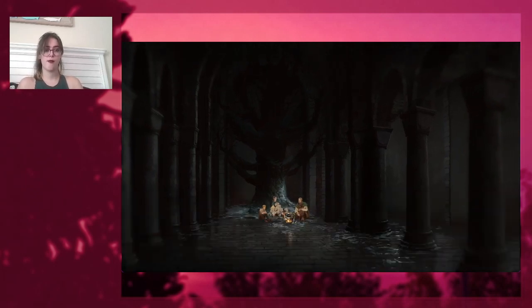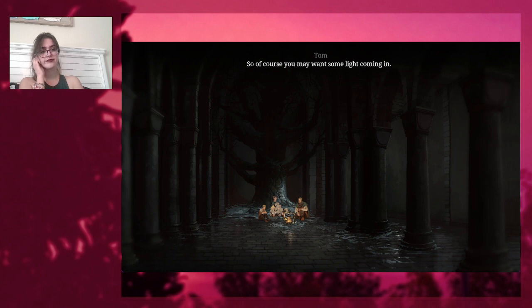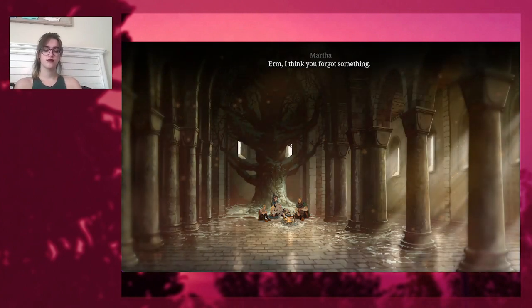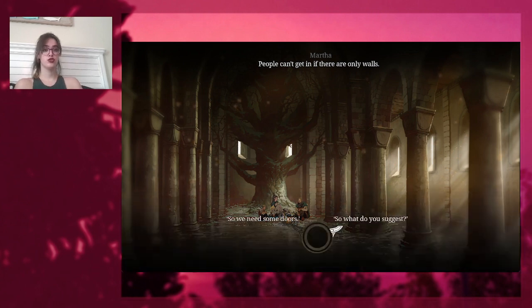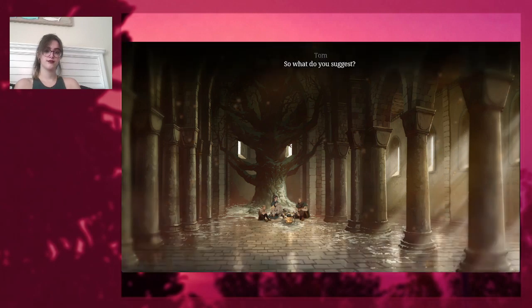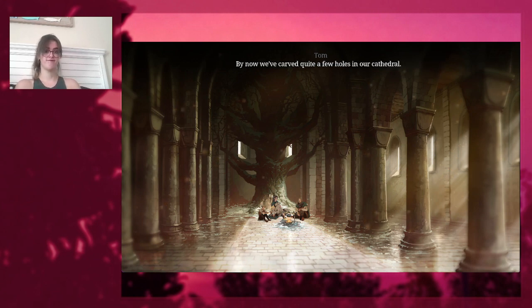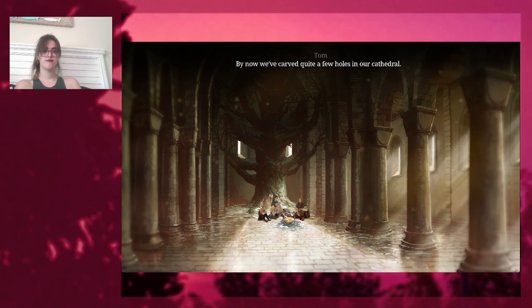So of course you may want some light coming in. Windows. The Gothic church. Where it's all about light. So the people inside can see what they're doing. I think you forgot something. People can't get in if there are only walls. It's true, Martha. So, what do you suggest? Doors, of course. And not only doors, but a big and impressive one to let in as many people as possible. By now, we've carved quite a few holes in our cathedral.